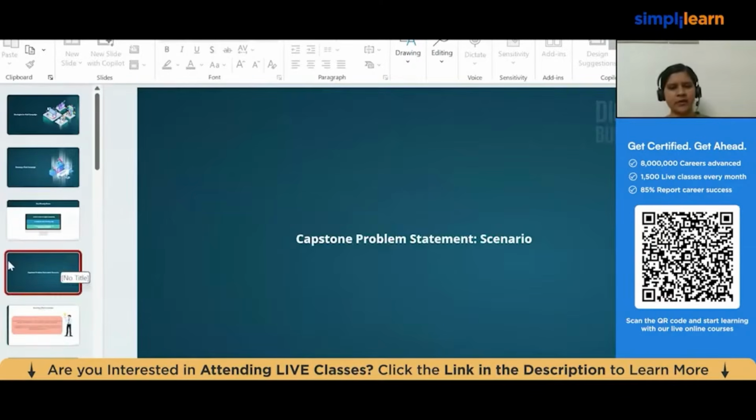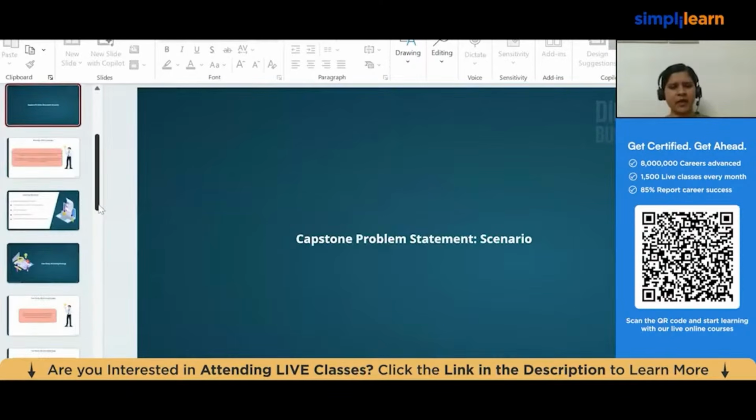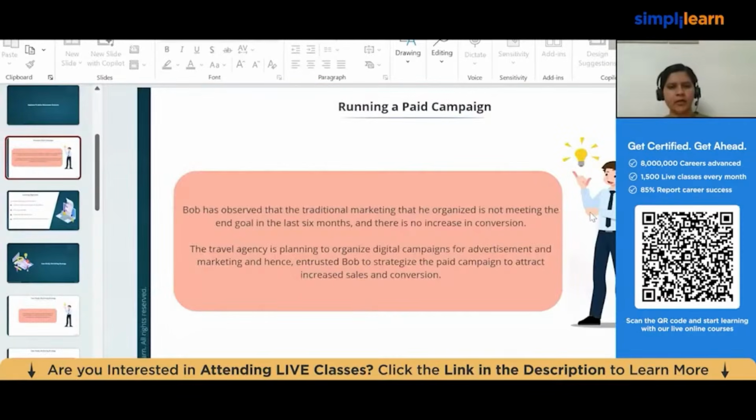Capstone problem statement scenario. So there are multiple scenarios that would be given to you guys in the capstone, and basically you just have to answer to that scenario on how you guys can work for it. So starting with the first one. Okay, this is the first scenario that's been added.